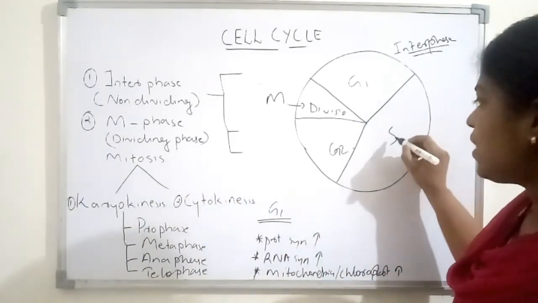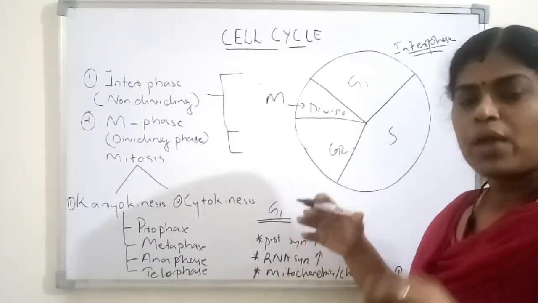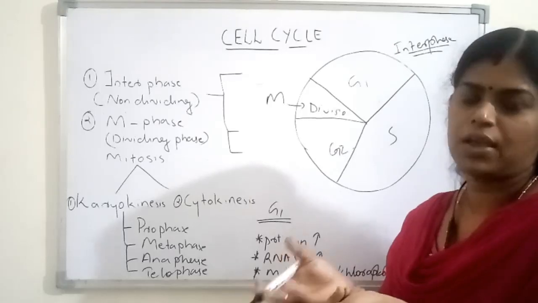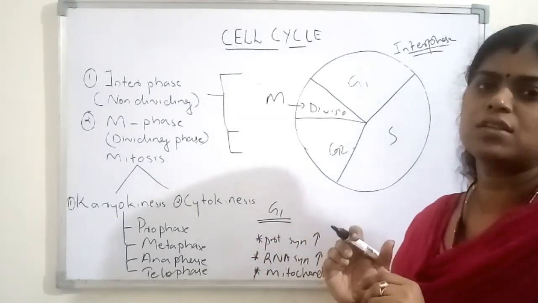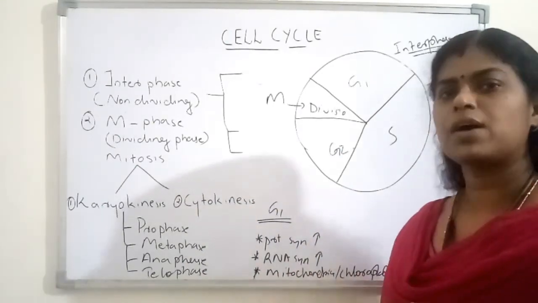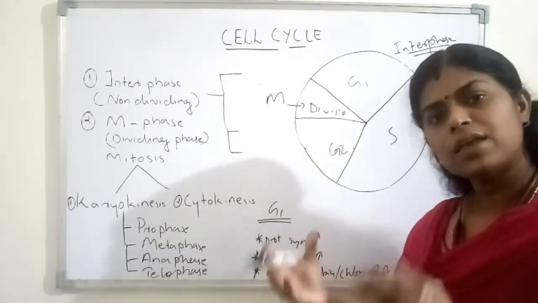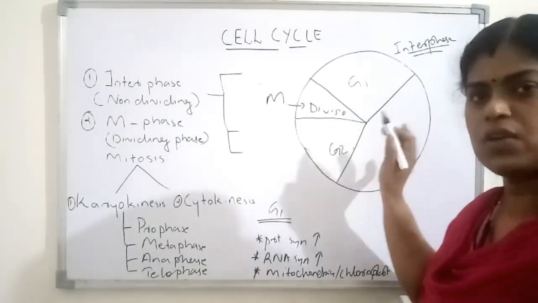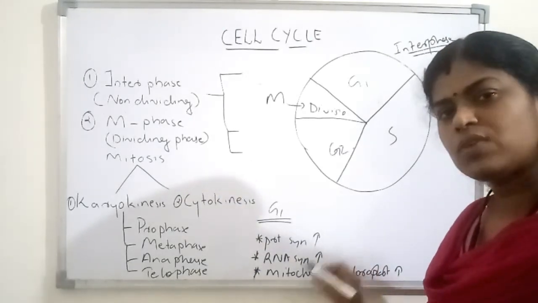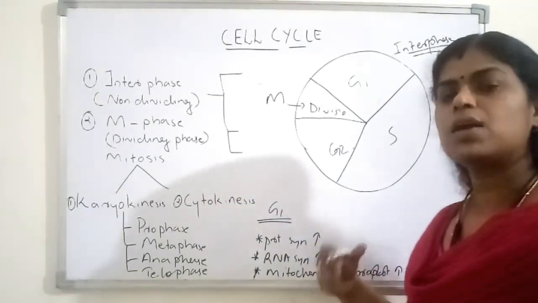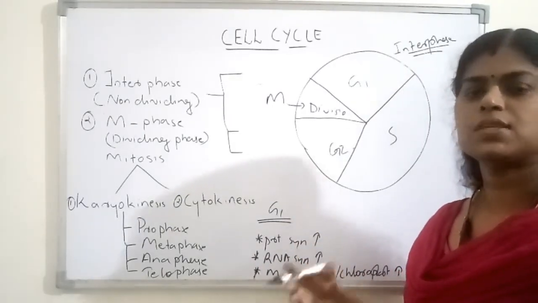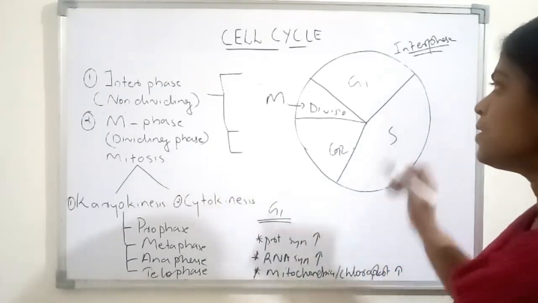And when the DNA is replicating, to accommodate all these things, the cell should enlarge its size, okay? The size of the cell should be increased. That is also taking place in G1 phase. The cytoplasm is increasing. The size of the cell is also increasing in G1 phase. So what are the changes? The protein synthesis is increasing, RNA synthesis will be increasing, mitochondria and chloroplast will get divided, and the size of the cell is increasing. The cytoplasm is also increasing in G1 phase.